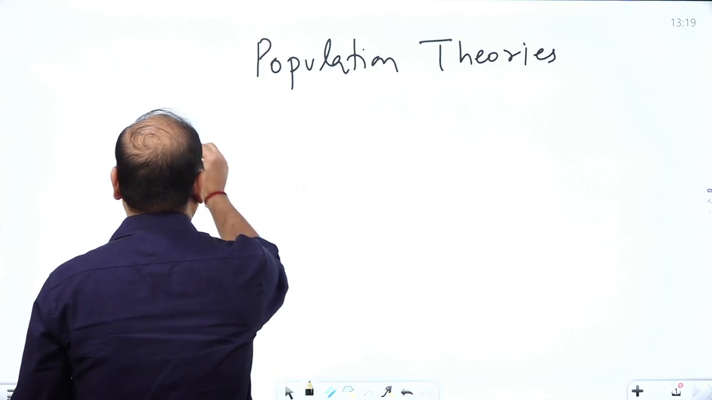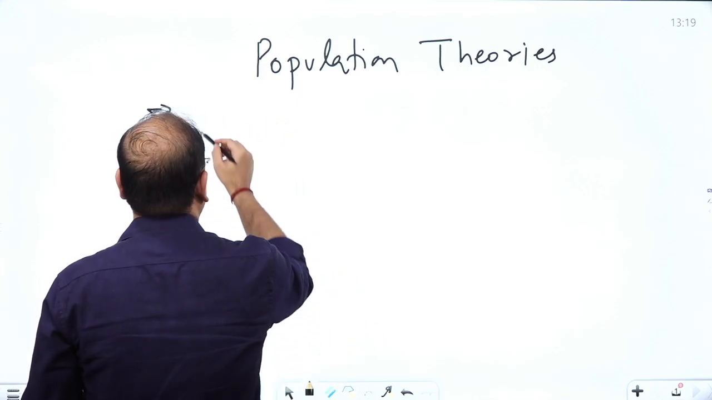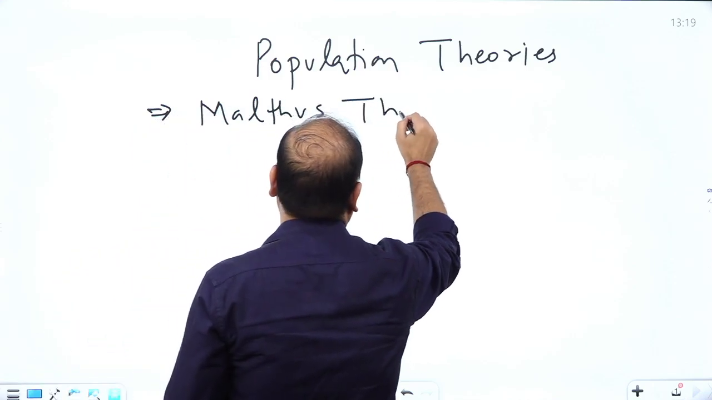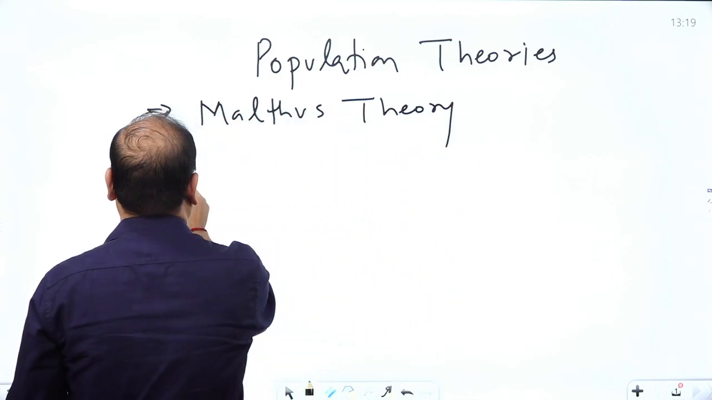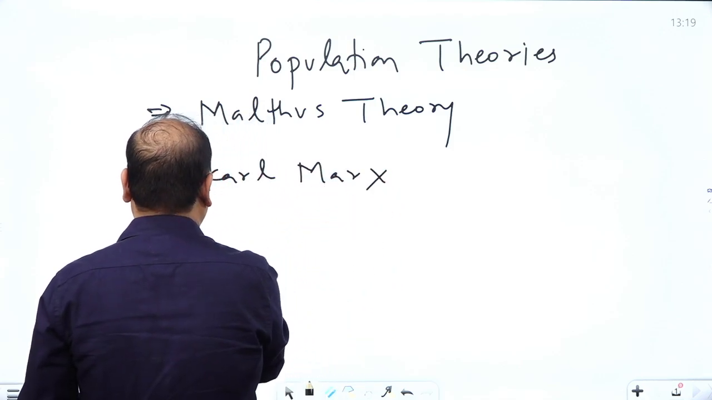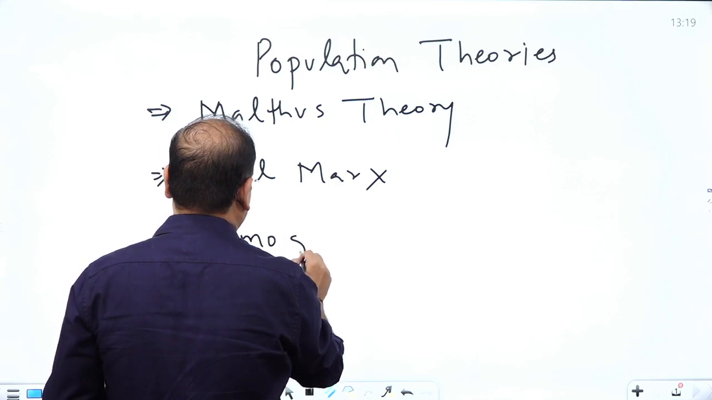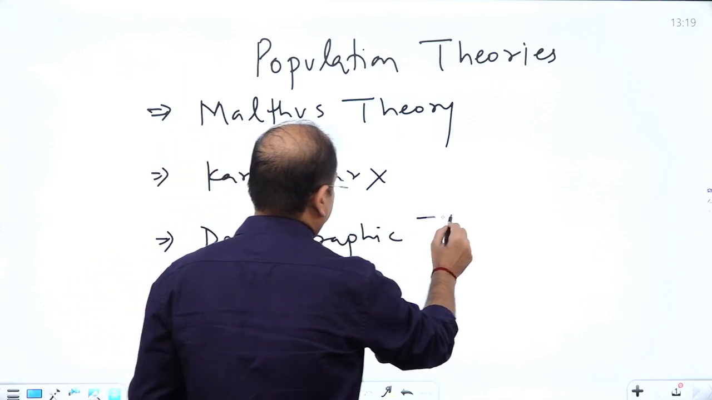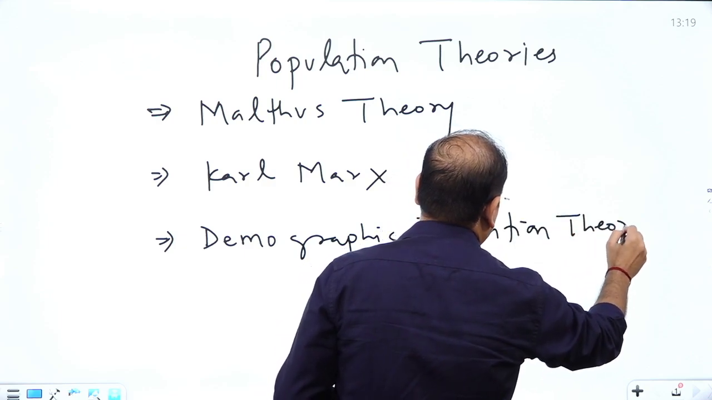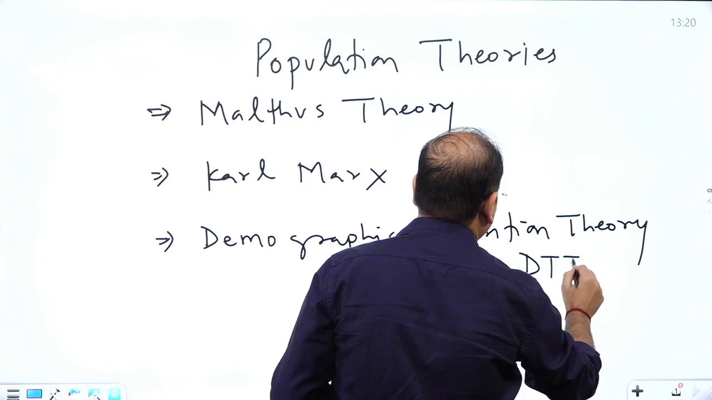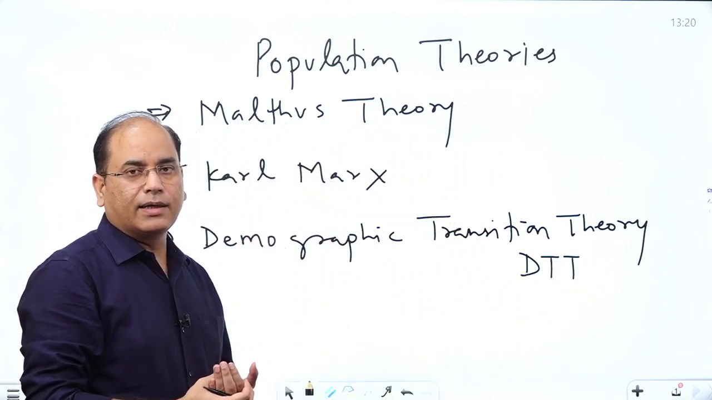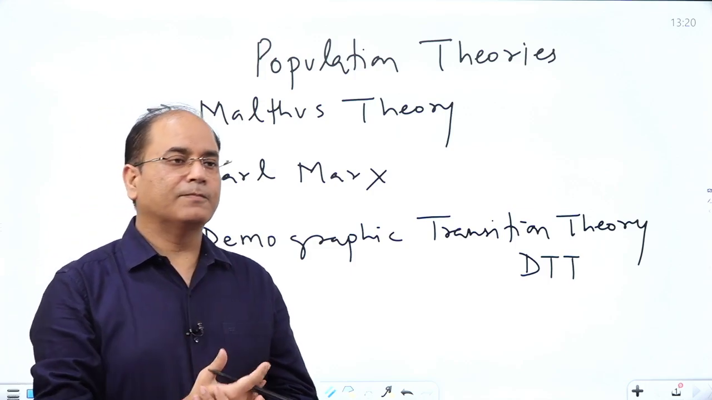As far as syllabus is concerned, as part of the syllabus we have the theory of Malthus, theory of Karl Marx, and also demographic transition theory, more popularly referred to as DTT theory. So these are three main theories that are supposed to be studied in the geography optional.